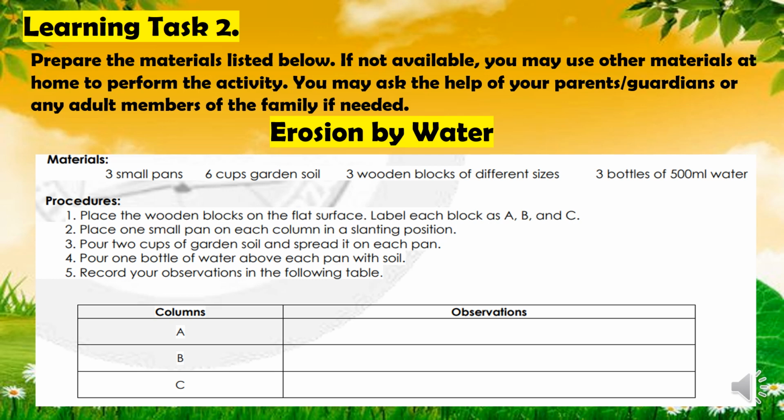For number 2, place 1 small pan on each block in a slanting position. For number 3, pour 2 cups of garden soil and spread it on each pan. Number 4, pour 1 bottle of water above each pan with soil. And number 5, record your observations in the following table. So you have columns A, B, and C and your observations.